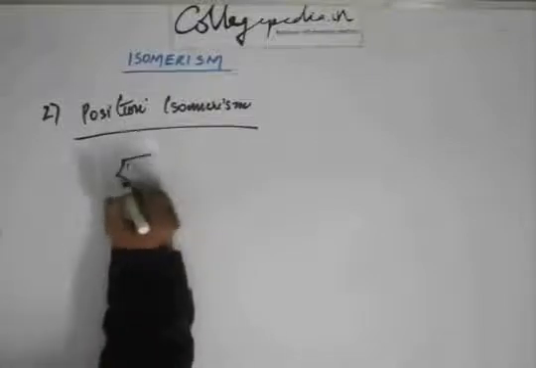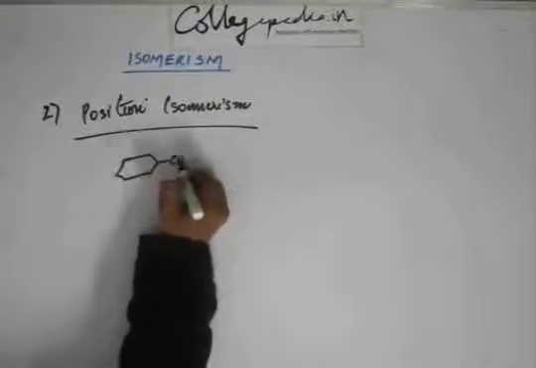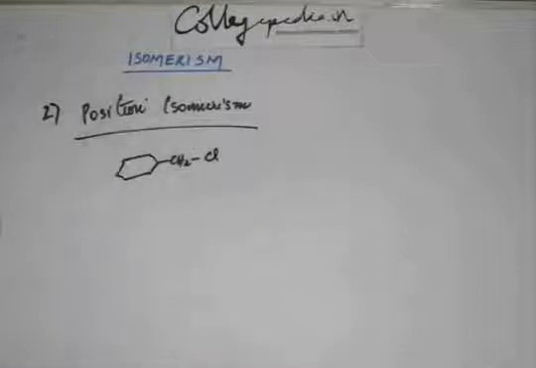Now there could be a problem like this. This is the compound and you have been asked to draw positional isomers of this compound. Although the topic is rudimentary, this could be a little problematic for you initially to think of what can be the positional isomer. You try drawing as many positional isomers as you can.